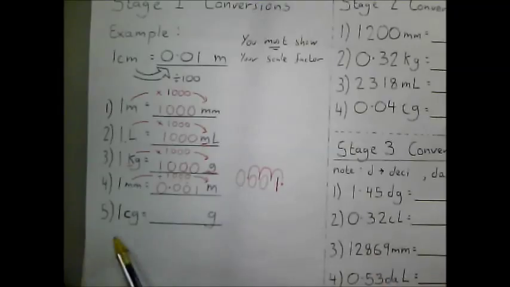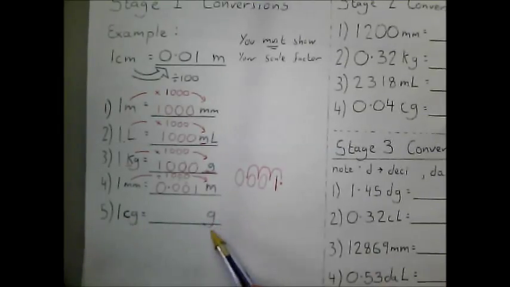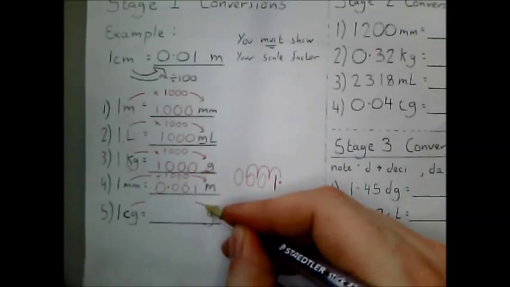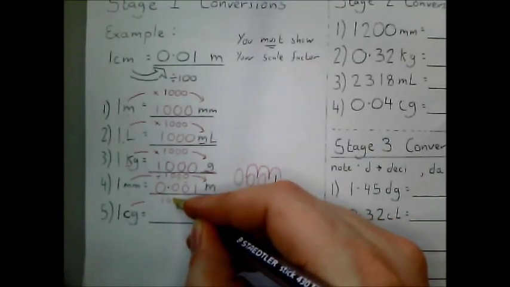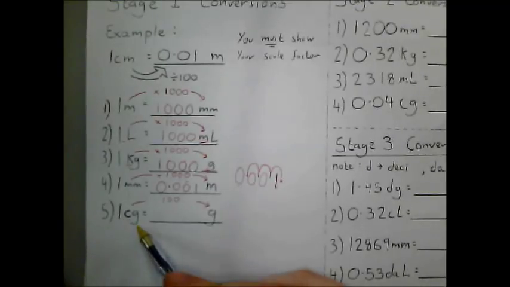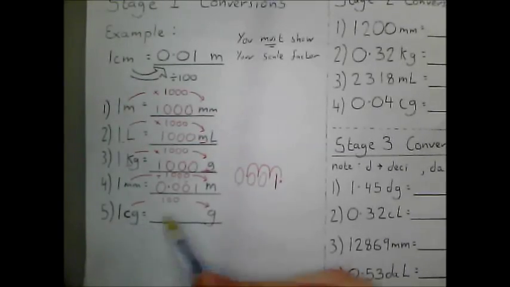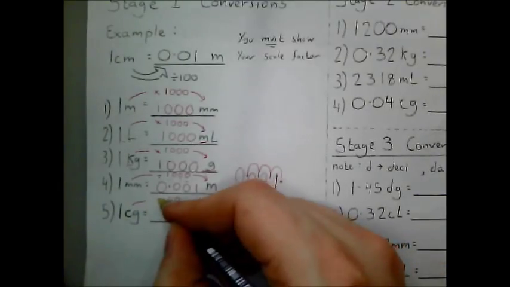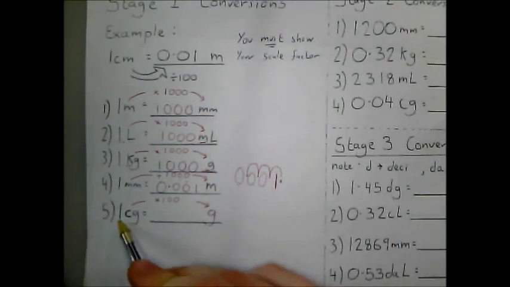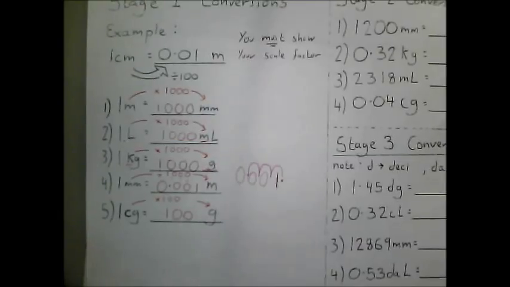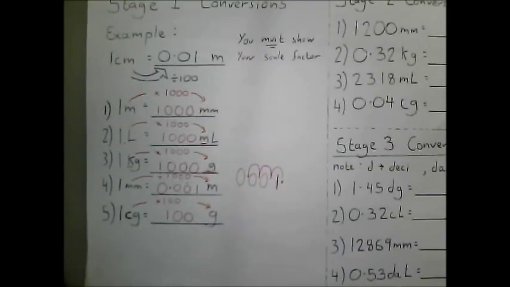Okay, and finally I'm going from centigram to a gram. So I know that centi means 100. Now here I've got a centigram which is bigger than a gram. So I've got a larger unit, so there's going to be more smaller units. So I'm going to multiply by 100. 1 multiplied by 100 is 100. So 1 centigram is 100 grams.